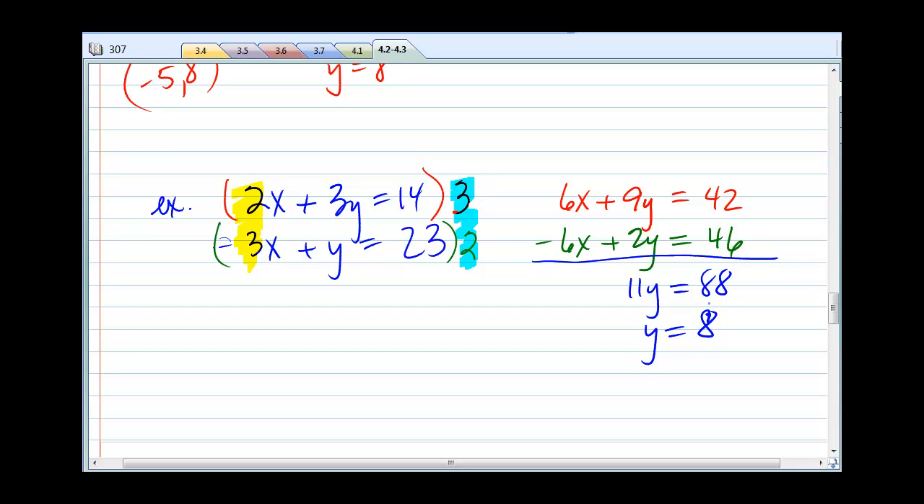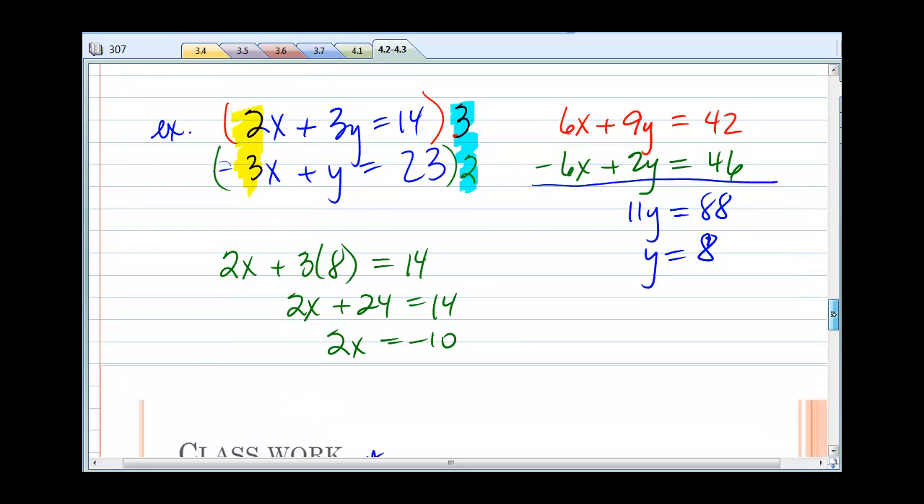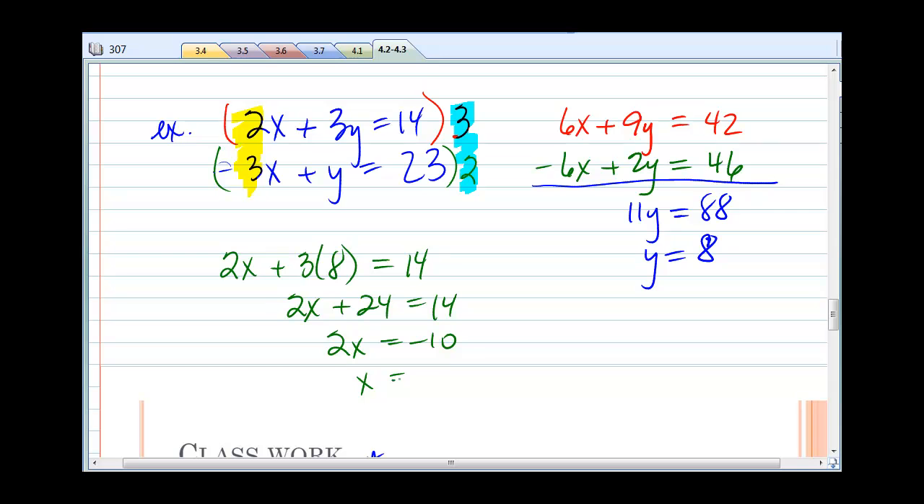And I'm going to substitute my y back into one of my original equations, not one of the equations I multiplied by. So let's take the first equation. 2x plus 3 times 8 is equal to 14. 2x plus 24 is equal to 14. So 2x is equal to negative 10. So x is equal to a negative 5.